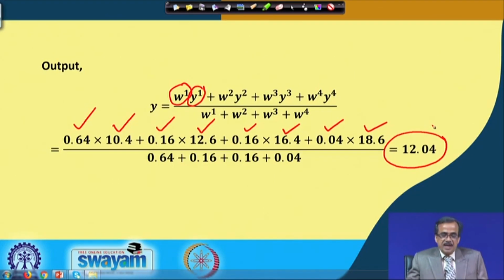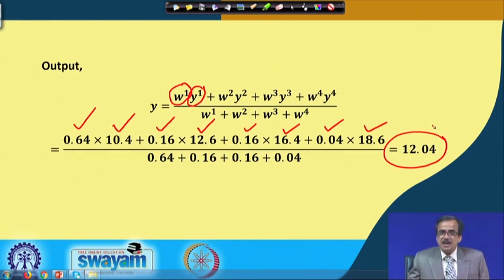Now, as I told, if I want to find the output, the first thing we have to know is the coefficients, and as I have already mentioned, to determine the coefficients we take the help of some optimization tools, and that is why this particular approach is able to provide very accurate prediction.